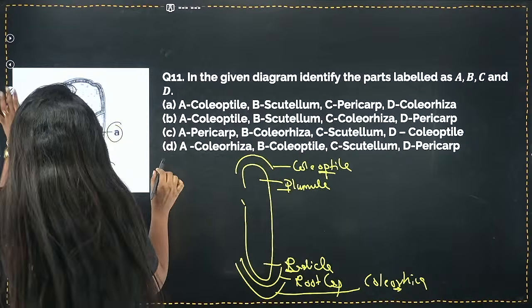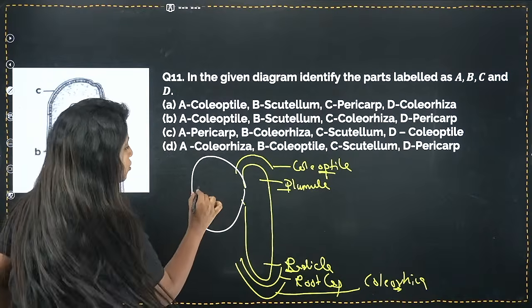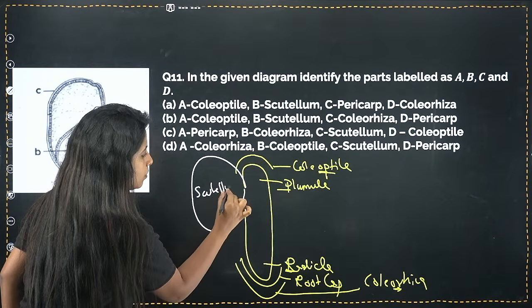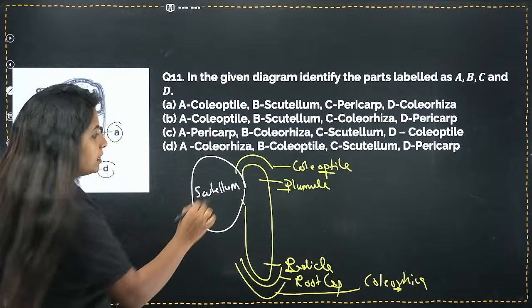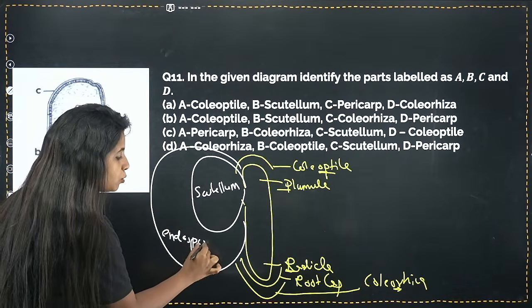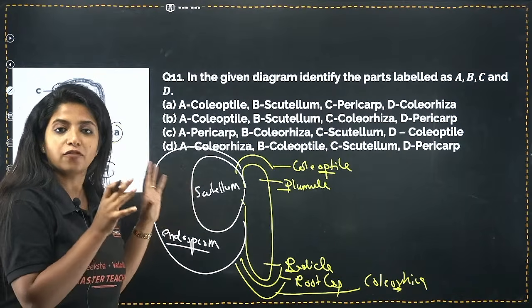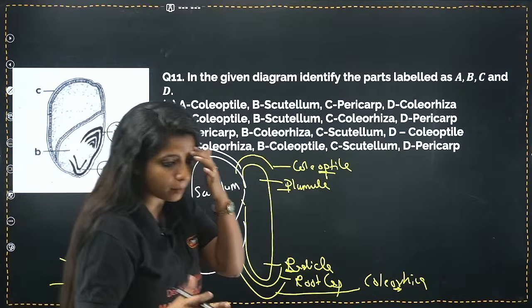Done. Now you just have one cotyledon out there. You call this scutellum. And then you will have the remaining amount of endosperm. So it does not form 2 cotyledons. It's a monocot, only one cotyledon will be there. The remaining endosperm stays like that. It does not transform into anything.